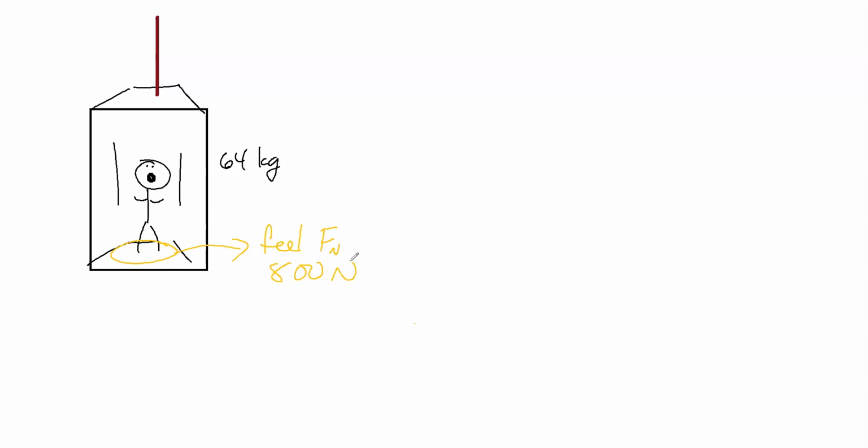Now this actually tells you something about the elevator, because the amount of normal force you feel helps to tell you which way the elevator is going. So I'm just going to start with something basic. I'm going to find the weight of the guy, the mg, using his mass. And if I do that, I get 628 newtons. So that is his weight.